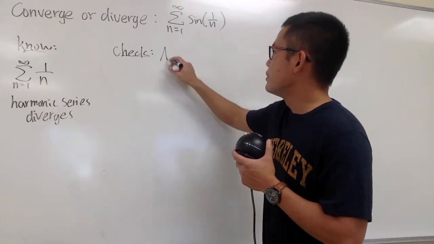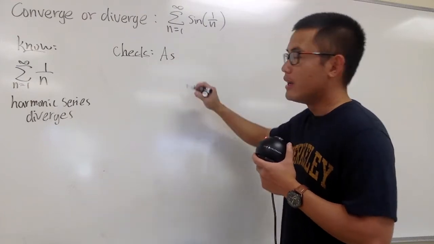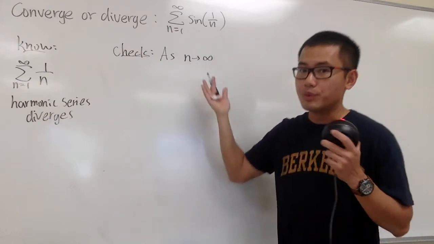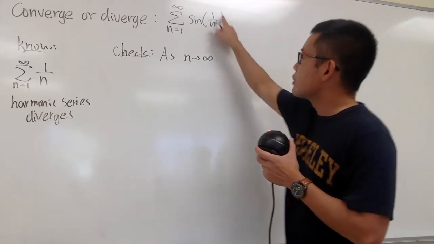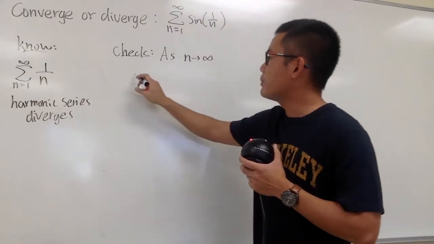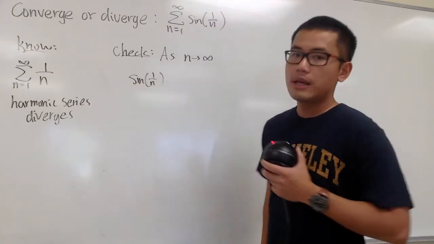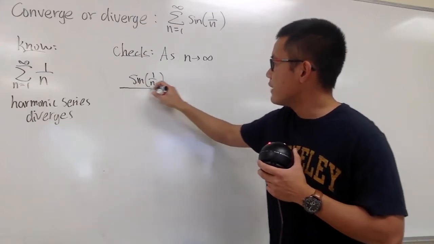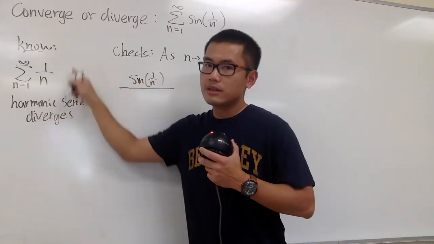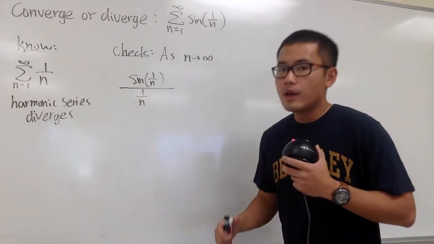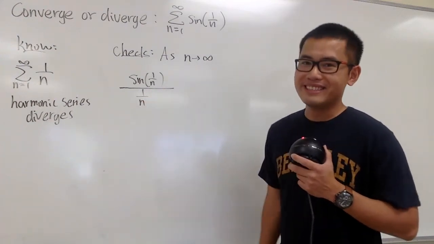And as usual, we are going to check the limit as n goes to infinity. And let me just write this down for you guys. If I put down n goes to infinity as how we usually would do it, all right? And I'm just going to put down the original right here on the top, which will have sine of 1 over n. And then we will divide this by the things that we know much better, which is 1 over n, right? Okay, how can we check the limit of this?